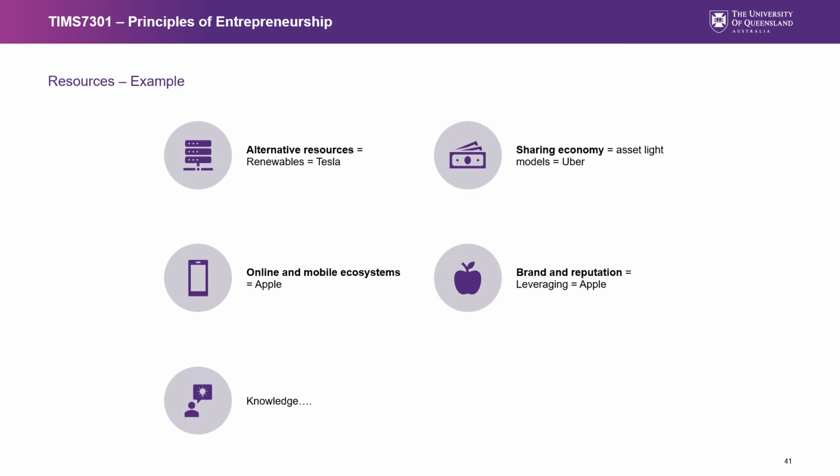So what resources do you require to perform the activities required to create and deliver your value proposition? Here are some examples of ways to think about the resources you have or might have to use. There are things like alternative resources, renewables. Tesla is an example of that. We have the sharing economy, which uses asset-light models, such as Uber. We have online and mobile ecosystems like Apple, and Apple is another example of leveraging brand and reputation. Can you think of an organisation that leverages knowledge as a resource?